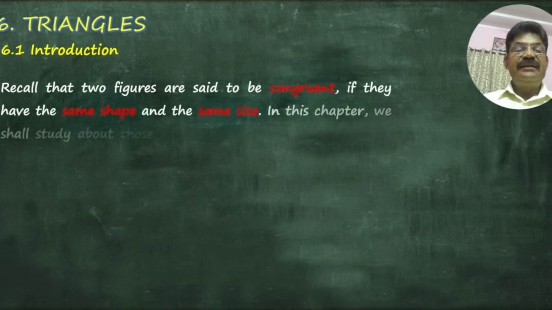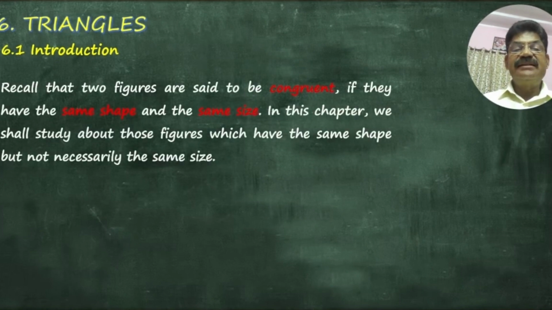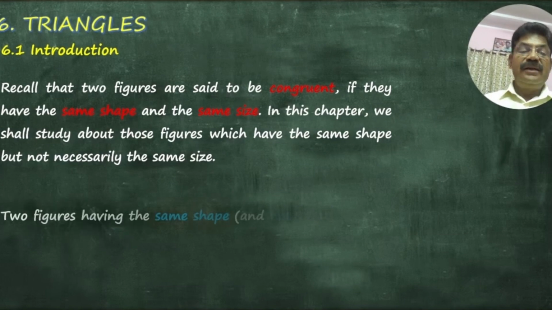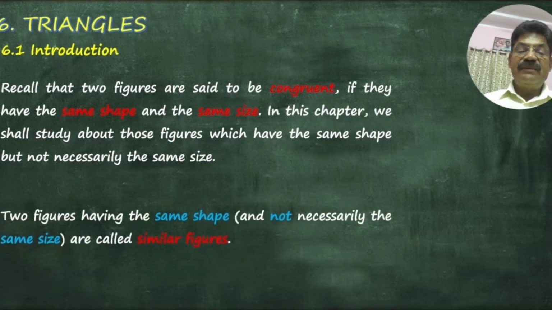Let us recollect the definition of congruent triangles. You recall that two figures are said to be congruent if they have same shape and same size. But in this chapter, we are going to study about figures which have the same shape but not necessarily the same size. When two figures have the same shape, they are called similar figures, not necessarily the same size.